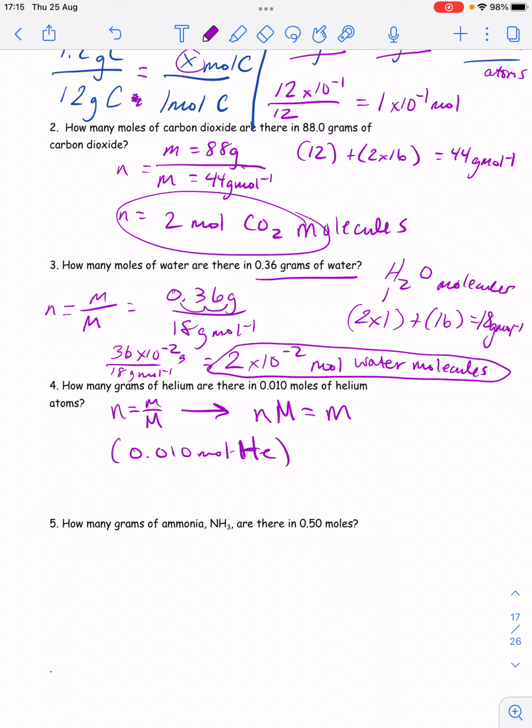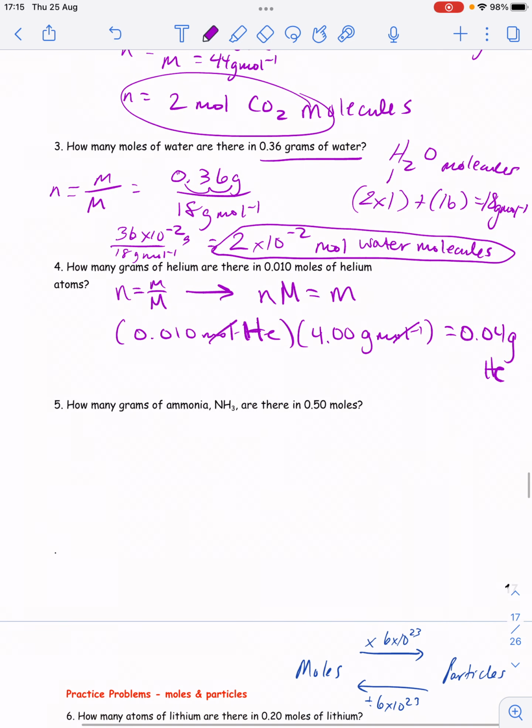So sometimes they'll just include the type of particle in the question. It shouldn't throw you off. It's just a little bit of information. There's the number of moles. The molar mass of helium is a nice round 4 grams per mole, and I can see that when I multiply these, the mole part cancels and I'll end up in grams. It's a good double check. And so I end up with 0.04 grams of helium.